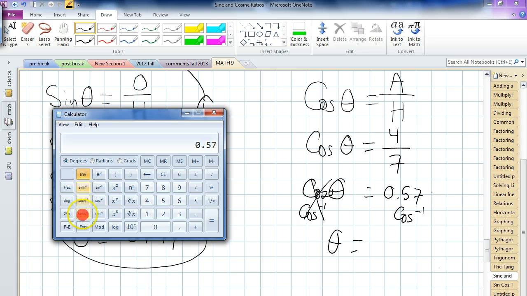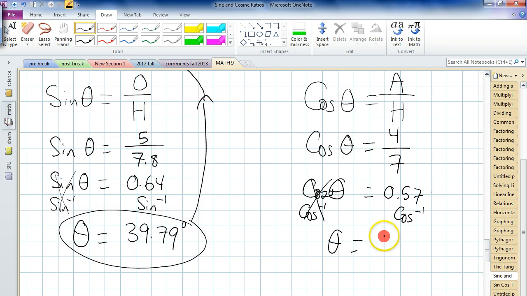Stay away from these guys here. That's something else. Cos to the negative 1. No H. Not cosh to the negative 1, it's cos to the negative 1. Boom. 55.25 if we're rounding. 55.25 degrees is what I just figured out there.